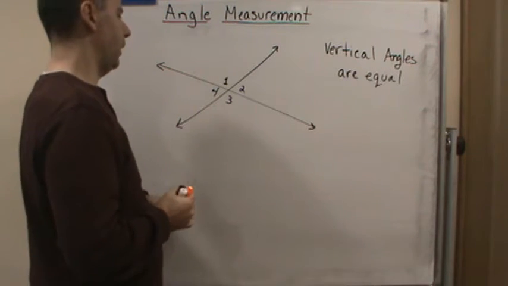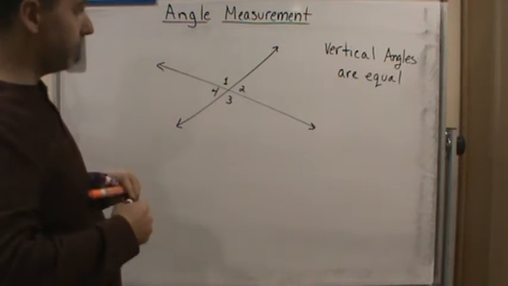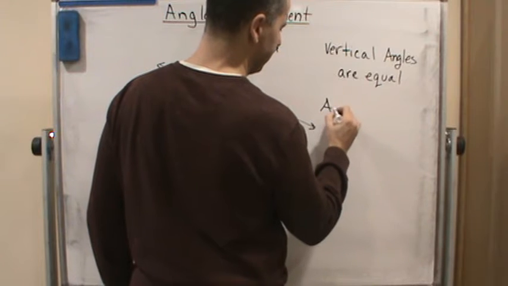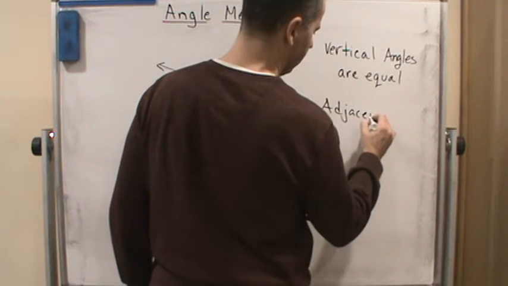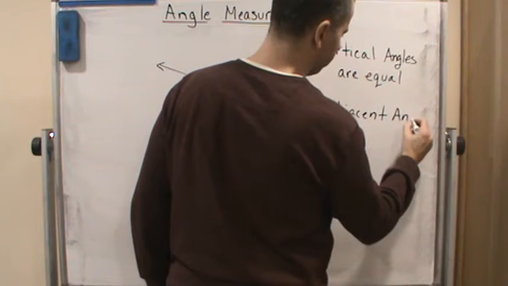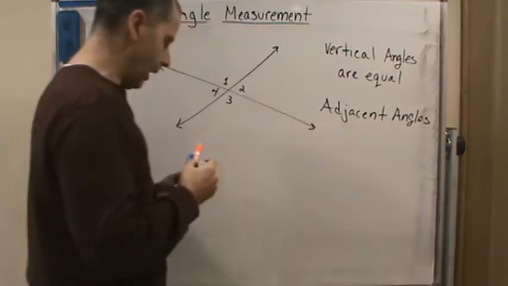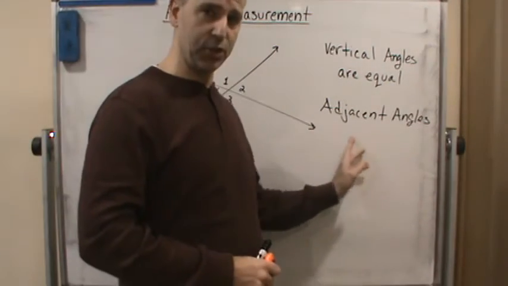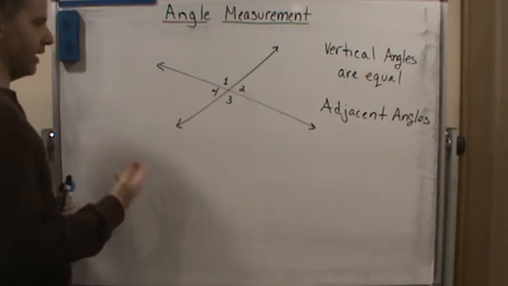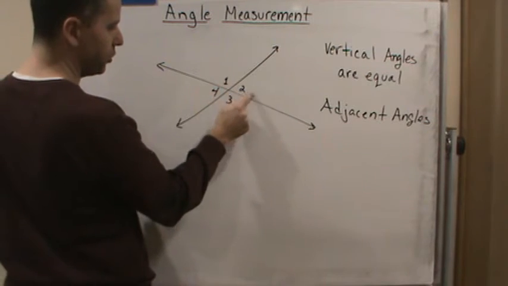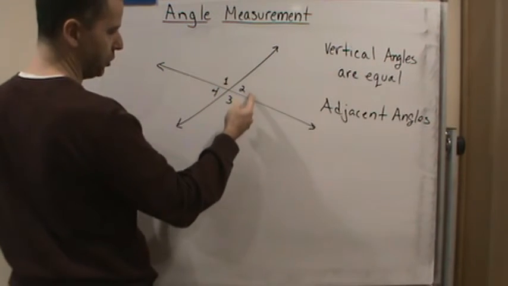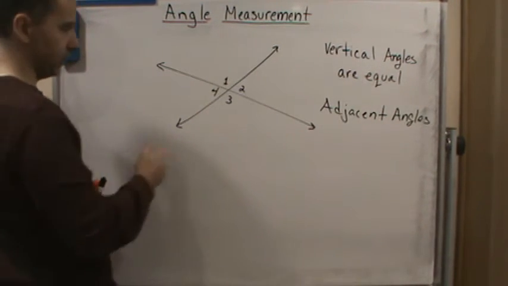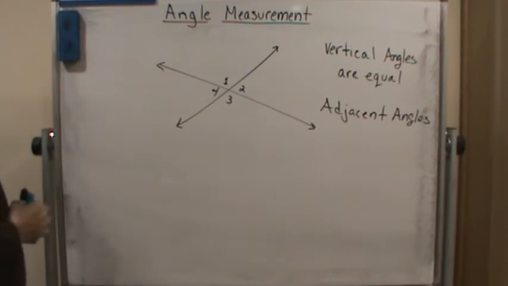Okay. Now the other type of angles that we are going to talk about are called adjacent angles. Now adjacent angles, again, are angles that are next to each other. Adjacent means next to. So when we say adjacent angles, for example, 1 and 2 are adjacent angles. 2 and 3 are adjacent angles. 4 and 3 are adjacent angles. And of course, 1 and 4 are also adjacent angles.